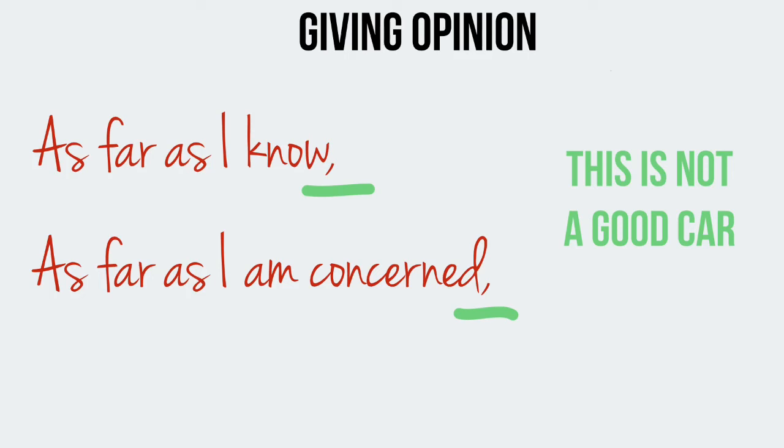The phrases as far as I know and as far as I'm concerned are used with a comma. For example, as far as I know, this is not a good car. As far as I'm concerned, this is not a good car. And the first phrase, as far as I know, is more about knowledge, or you're being informed about this. And as far as I'm concerned is more about opinion.